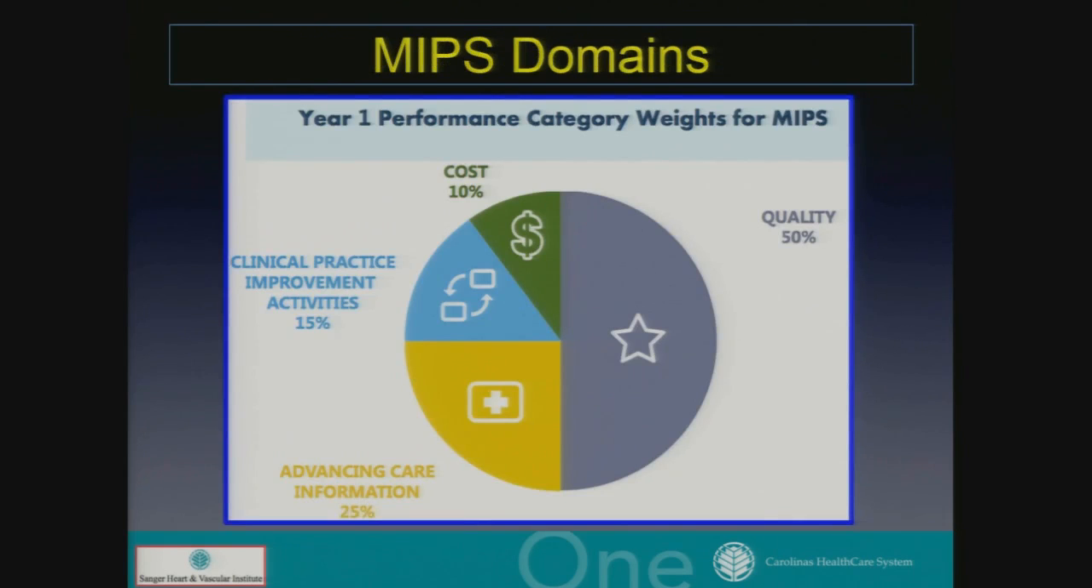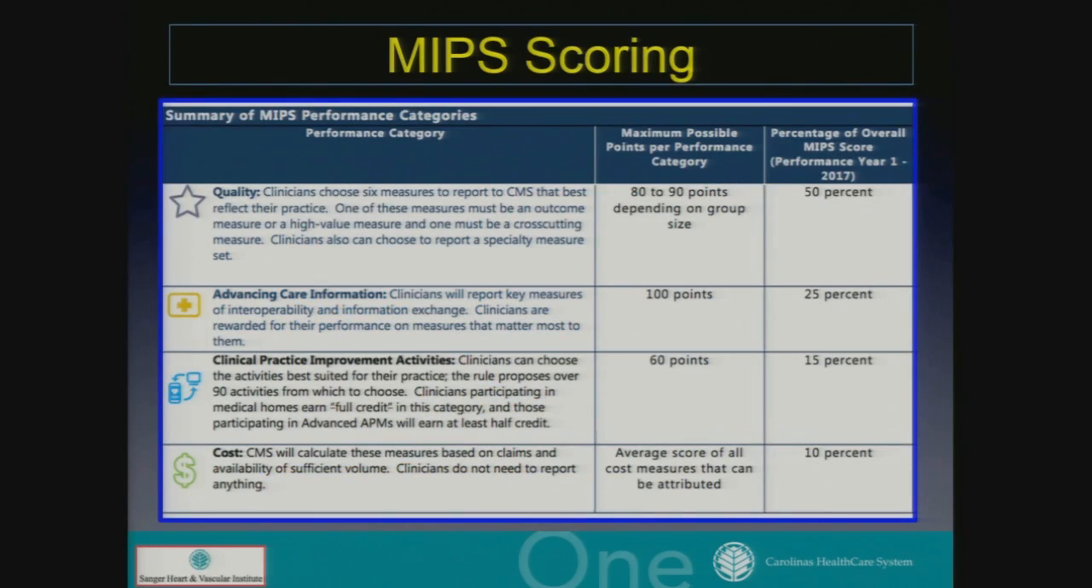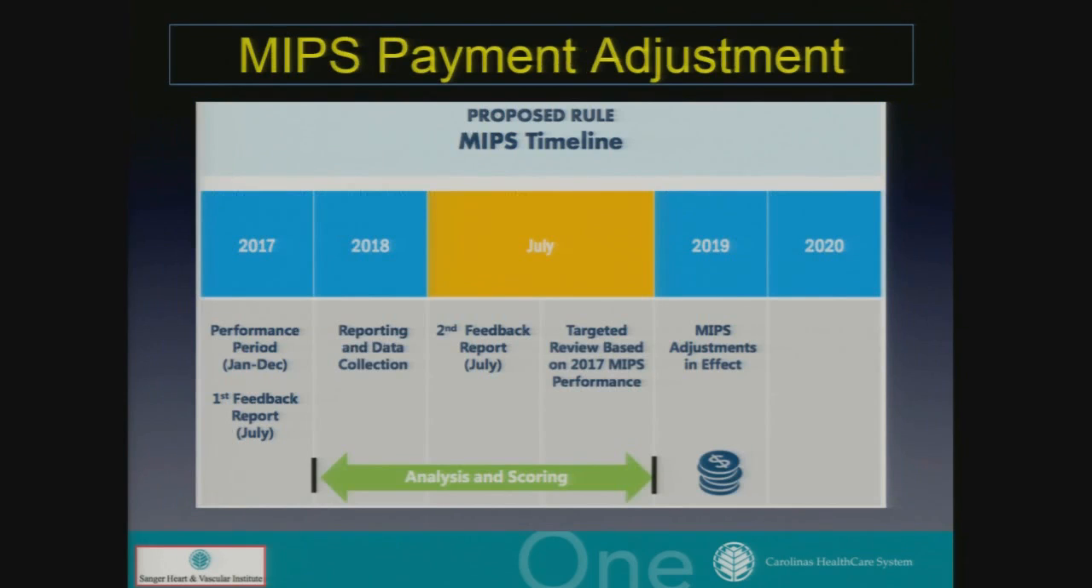So graphically, there are 4 domains. There's a quality domain, a cost domain, advancing care information, which is essentially electronic health records and meaningful use, just redefined, and then clinical practice improvement activities, which is participating in certain registries. For each of these domains, there's a very complex way that we will be evaluated in terms of how we perform in these domains, and a score will be generated in terms of our performance along each of these domains.